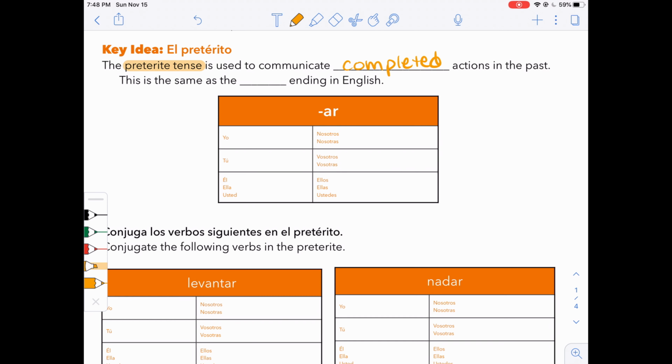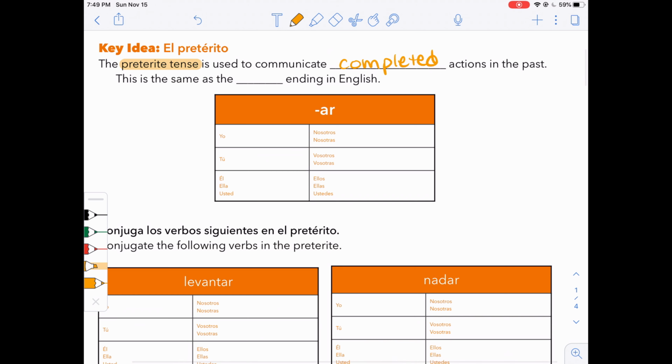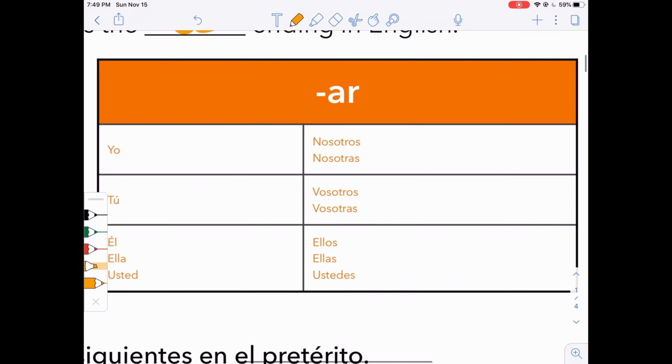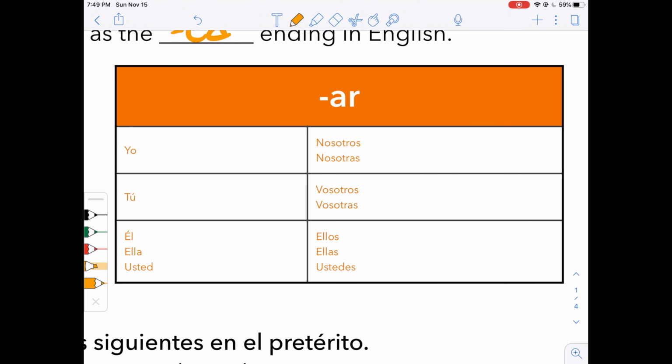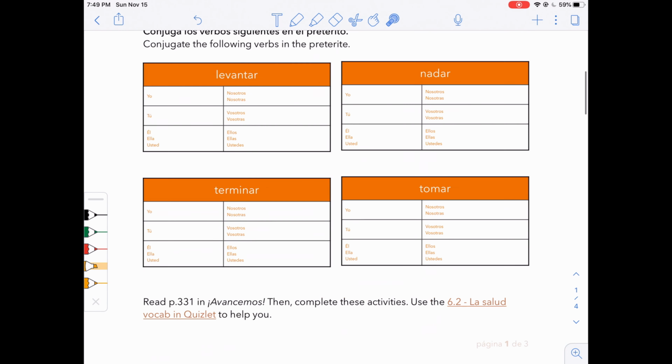When I use the preterite, I'll often think, like, yesterday I went to the store, I opened a present, and I cooked some spaghetti. So things that are completed, things that you did. Think of it like the ed ending in Spanish. I opened, I cooked, whatever you did yesterday. And we're going to come back to this pattern as soon as we're done conjugating. I'm going to see if you can find out what the pattern was.